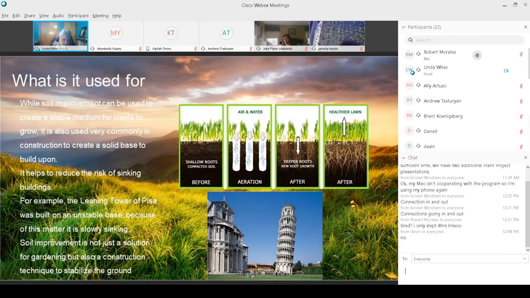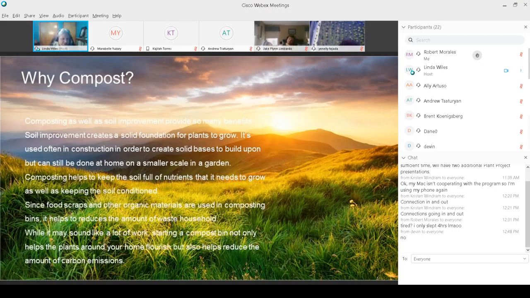So soil improvement can be useful for, and now we have a new picture down here, the Leaning Tower of Pisa. It was built on an unstable base, and for that reason, it's slowly sinking, and it's sinking at an uneven angle. It's basically stabilized with engineering methods, but they leave it leaning because it's a huge tourist attraction, not that they couldn't fix it from leaning.